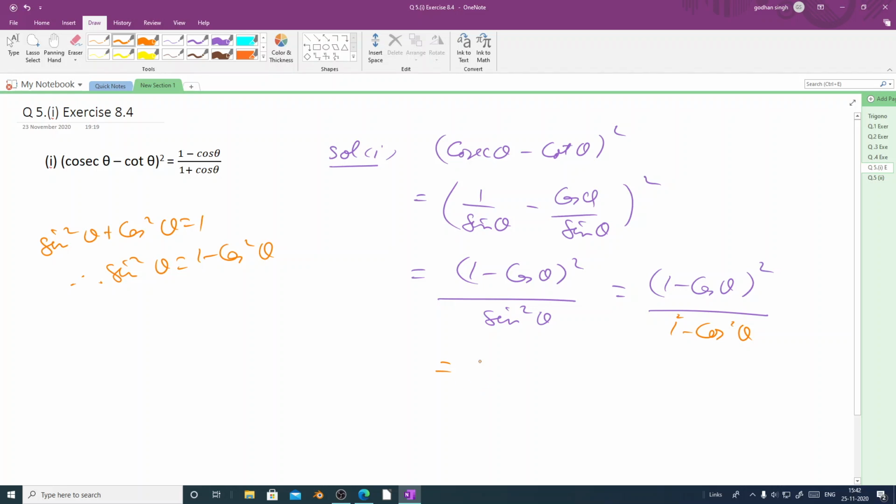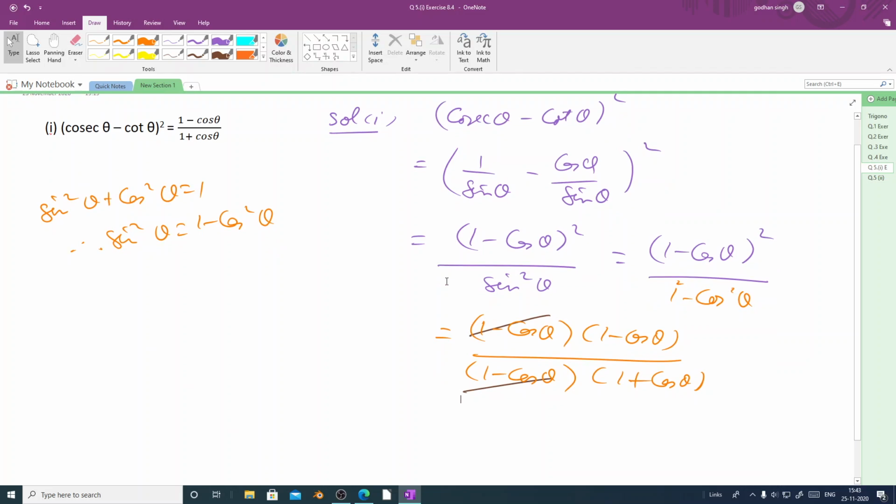So we will be getting here equal to, the numerator we can write as 1 minus cos theta into 1 minus cos theta over, and denominator we can use the formula of a square minus b square, that is a minus b into a plus b. So 1 minus cos theta into 1 plus cos theta. So in both numerator and denominator we are having the term 1 minus cos theta common, so the final answer which we are getting is equal to 1 minus cos theta over 1 plus cos theta.